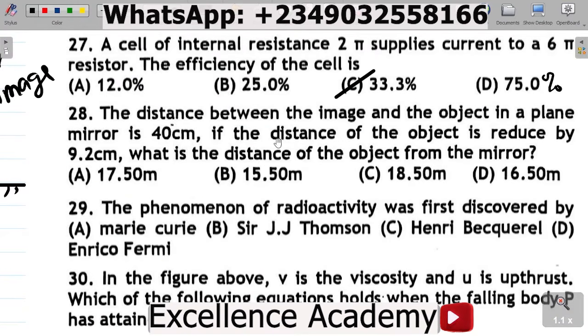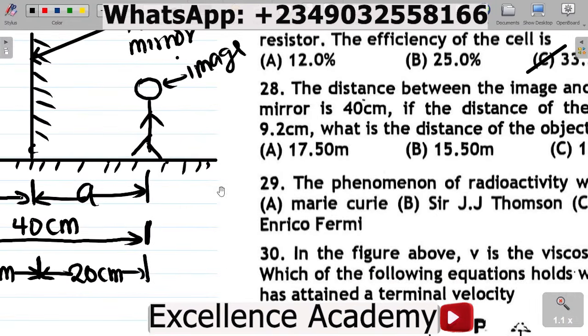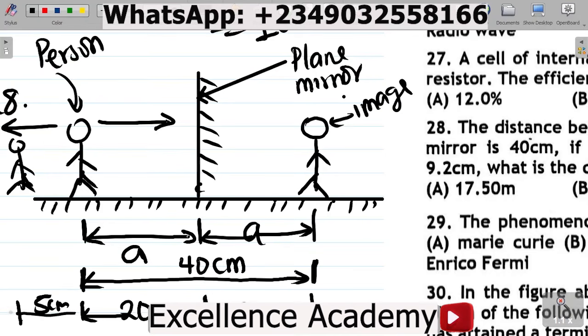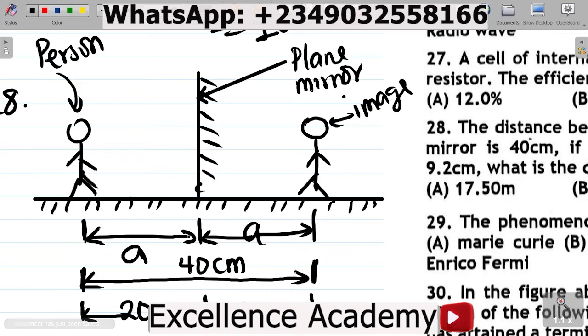They now said if the distance of the object is reduced by 9.2 centimeters. The question is this: if I want to reduce the distance of the object, does the object move closer to the mirror or away from the mirror? Obviously, if this man goes away from the mirror, the distance will increase from 20 to perhaps 25, an extra 5 centimeters. So that will be increasing. But if I want to reduce the distance, all I have to do is simple. I'll move the man towards the mirror. That's the concept.